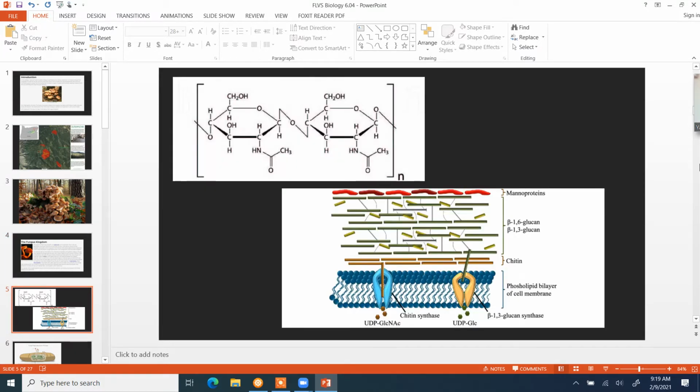And this right over here is showing you the structure of chitin. So chitin is over here on the top left. It looks kind of similar. Plant cell walls are made of something called cellulose. Right. So cellulose is basically made of sugars. So this thing over here is also kind of made of sugars.